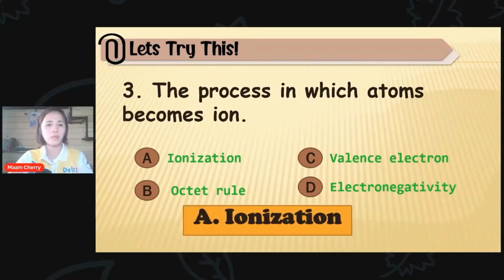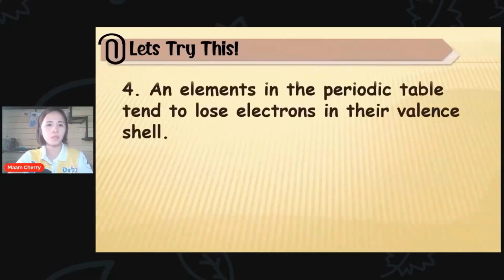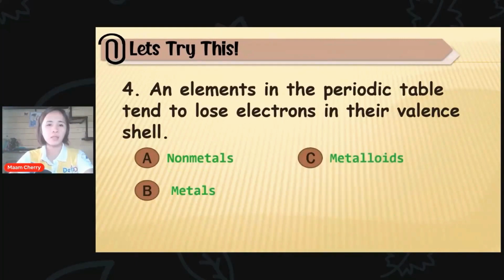For next number 4, an element in the periodic table tend to lose electrons in their valence shell. A, non-metals. B, metals. C, metalloids. D, none of these. So what is the correct answer for number 4? For number 4, pakitype po sa comment box ang inyong mga sagot.